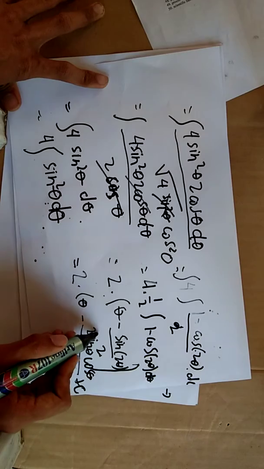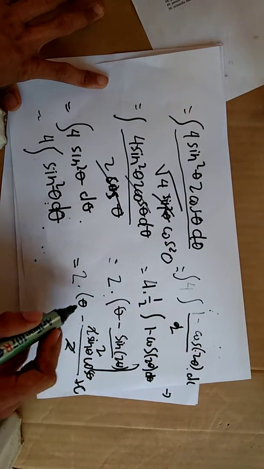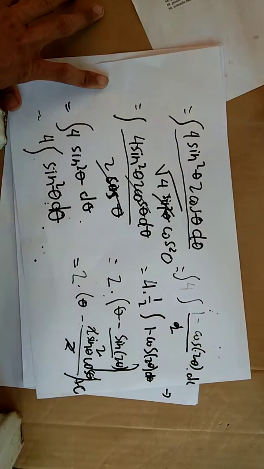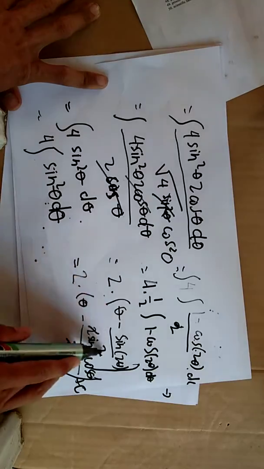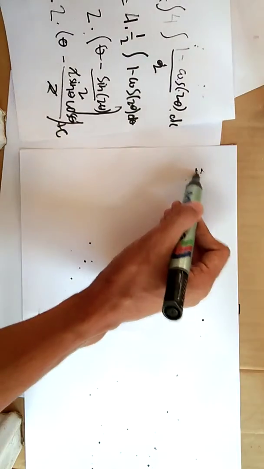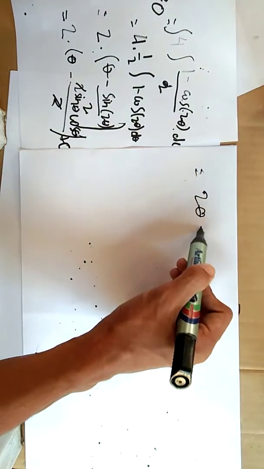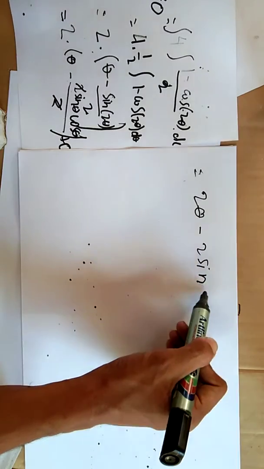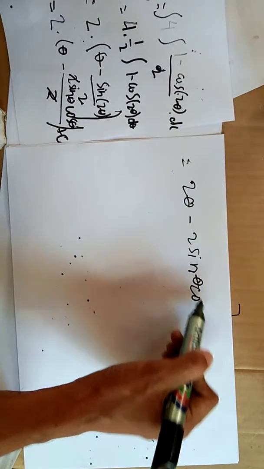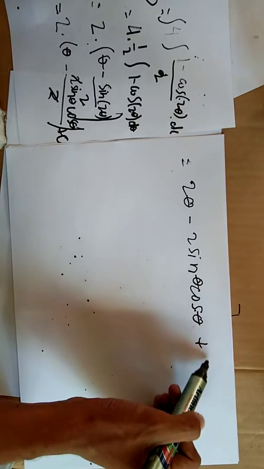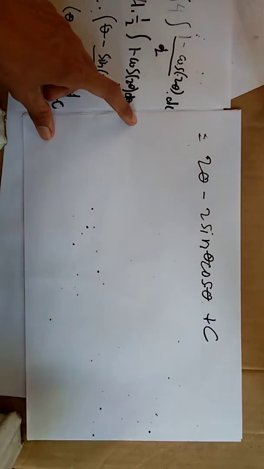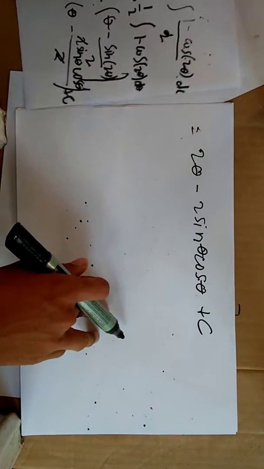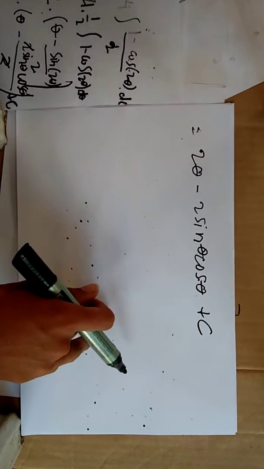Then we will eliminate the 2 since they are the same. Then we will distribute 2 in each term. So our equation will be 2 theta minus 2 sine theta cos theta plus c. So next, let's go back to our first equation.